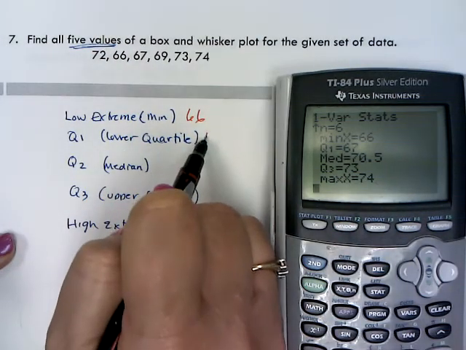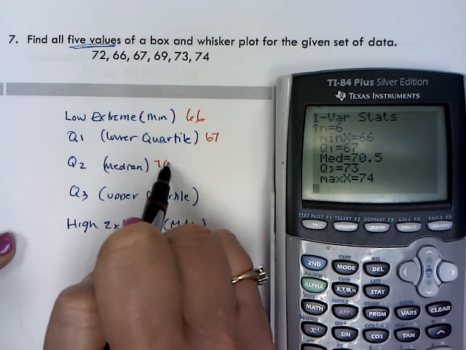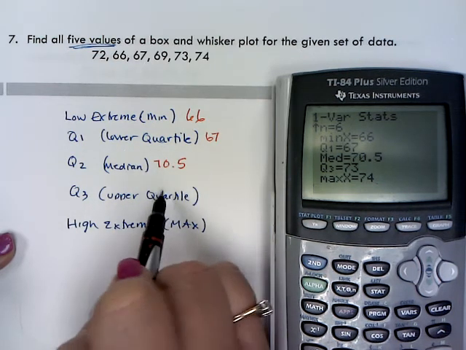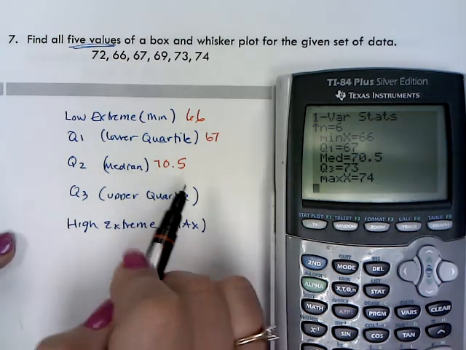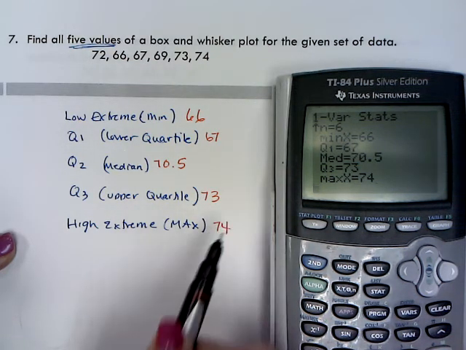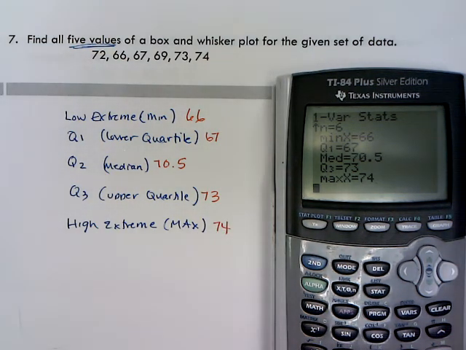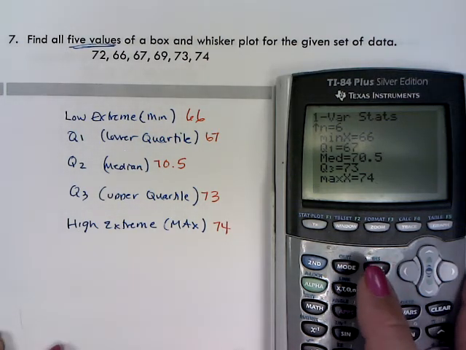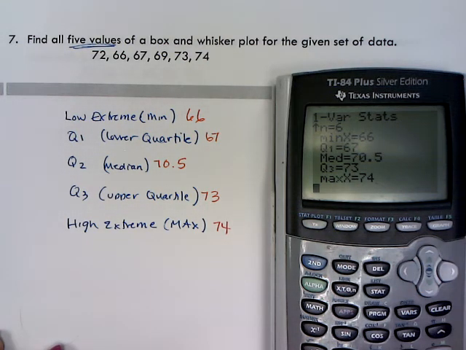My quarter 1 is a 67. 70.5 is my median, which is very close to my average, so that's good. 73 is my quarter 3, and my max is 74. Those are my 5 data items. Again, that's under 1-var stats. Scroll down.